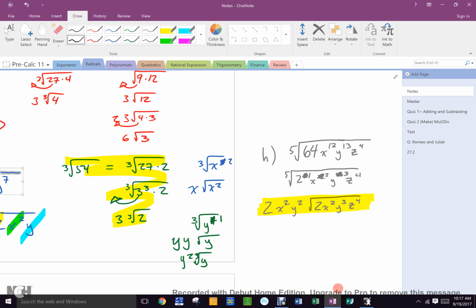How many groups of 5 can I get out? 2 groups of 5 x's with the remainder of 2. Cool? How many groups of 5 come out of here? 2 groups of 5 y's with the remainder of 3. Why did I have to leave z under there? Because I couldn't even get out 1 group of 5. Everybody okay? All right. Go.